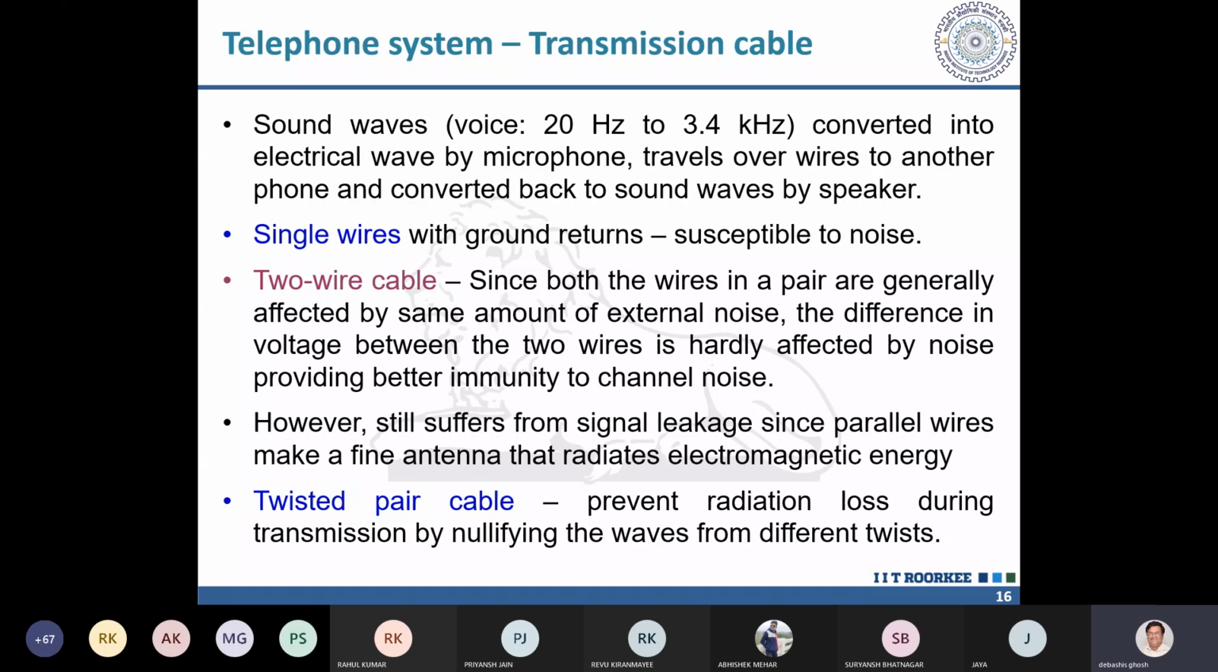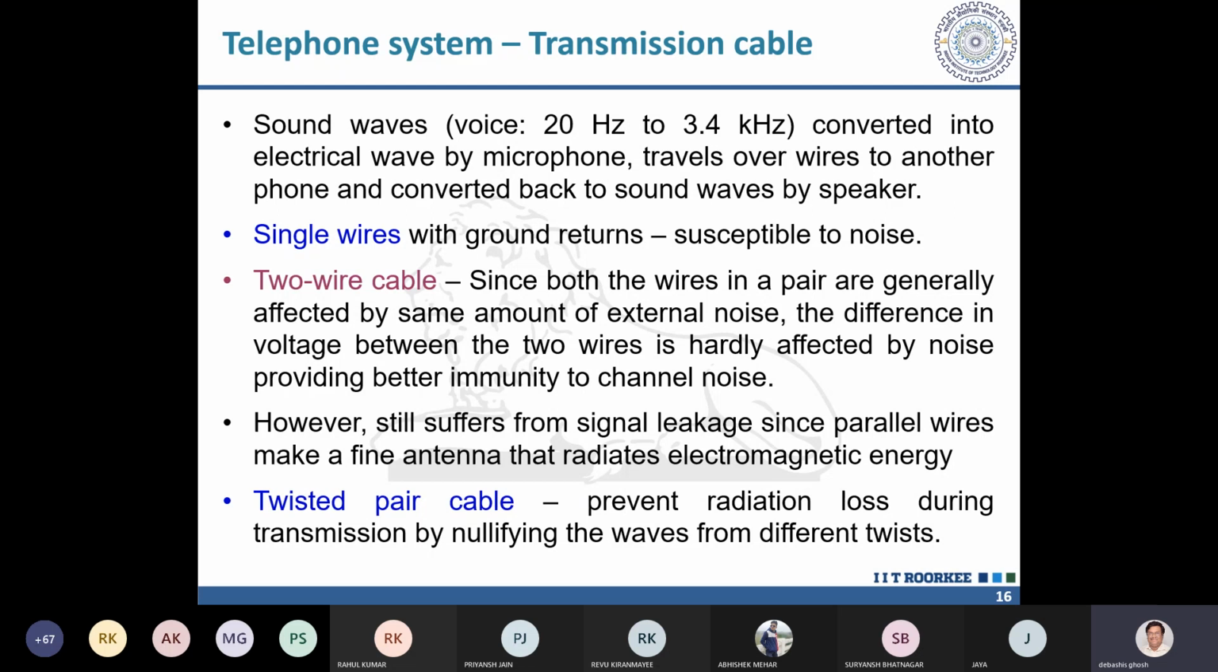Your telephone set at the transmitter is grounded, and the telephone set of the receiver is also grounded. So the ground actually forms the second line. The electrical loop is completed through the ground. That was good in one sense, that it was quite cheap and easy to install because you just connect with one wire. In fact, Graham Bell also started with this type of single wire connection.